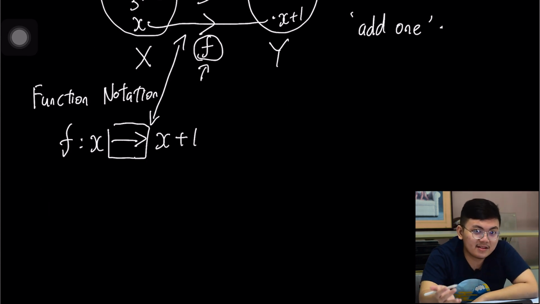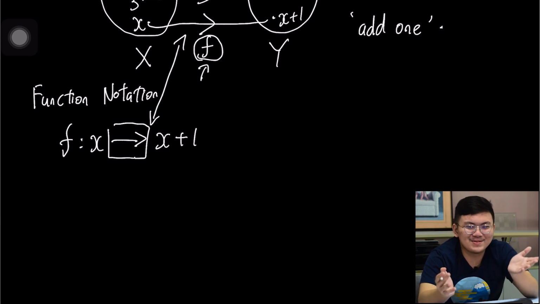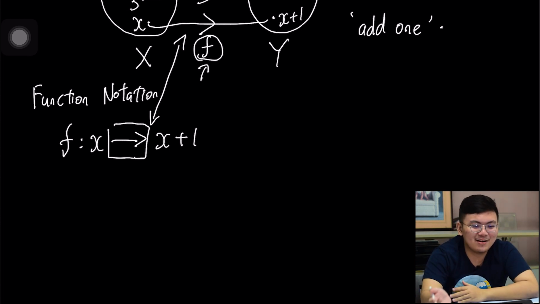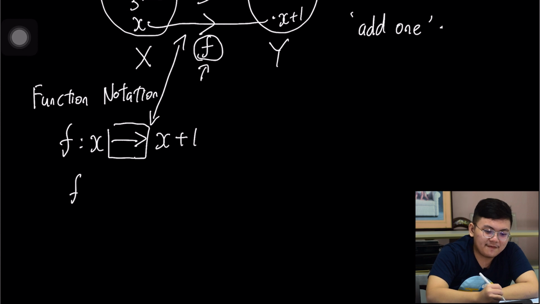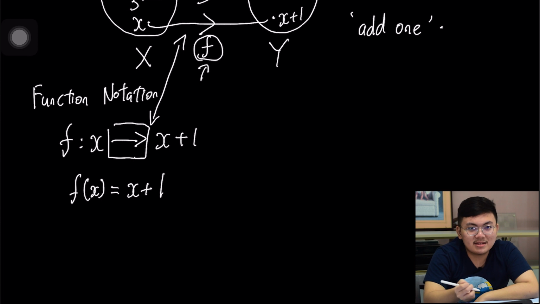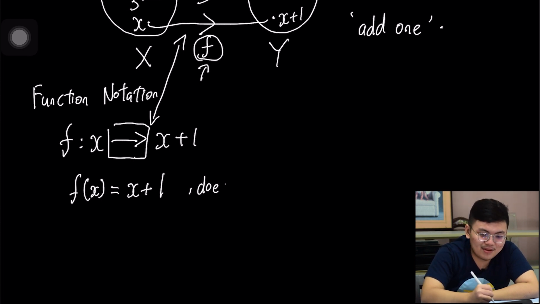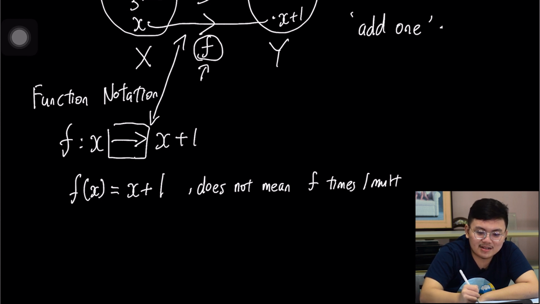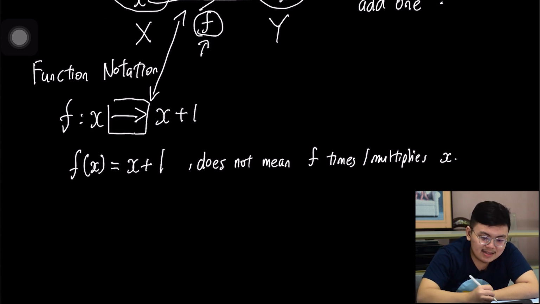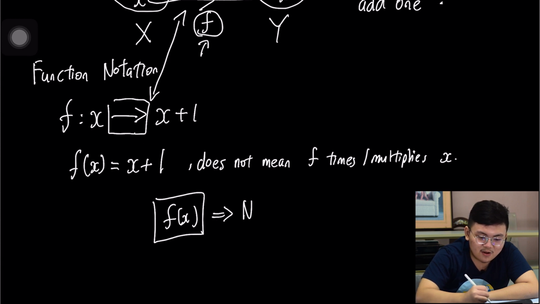After that, the mathematician said it's kind of wrong also, so I'm going to simplify it more. How to simplify it more? They become f bracket x equals x +1. This does not mean f times x, or what we call multiplies x. So f(x), this thing, is definitely the notation only, the notation for function.